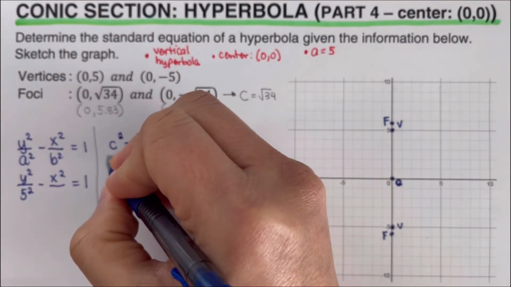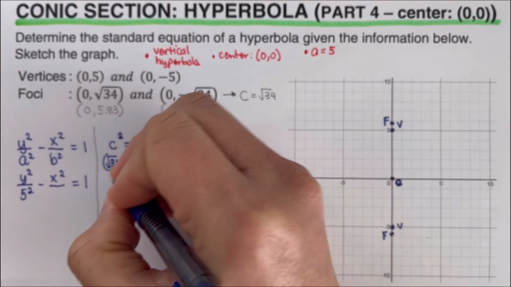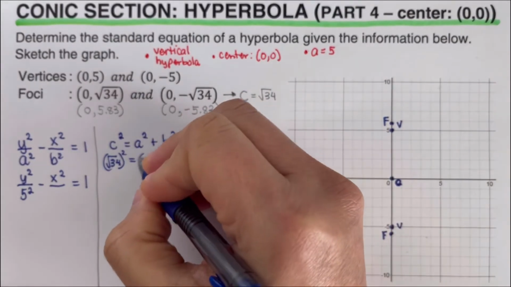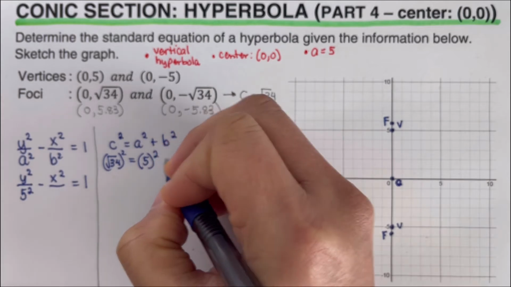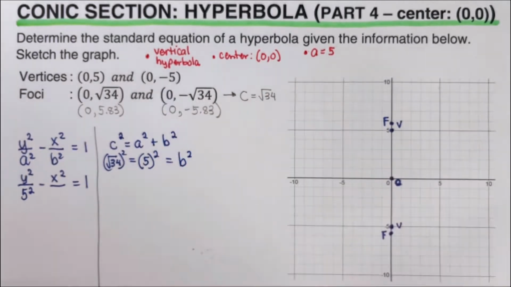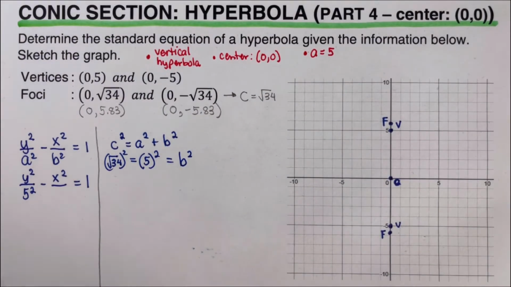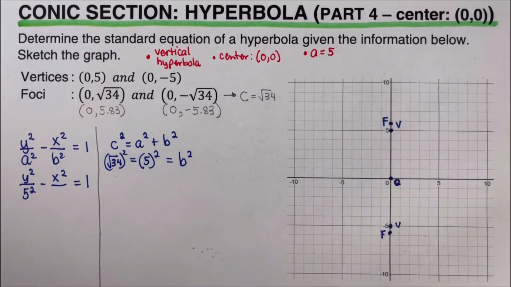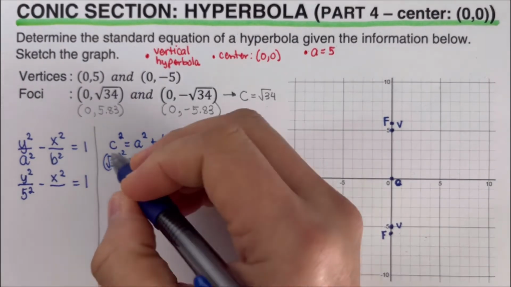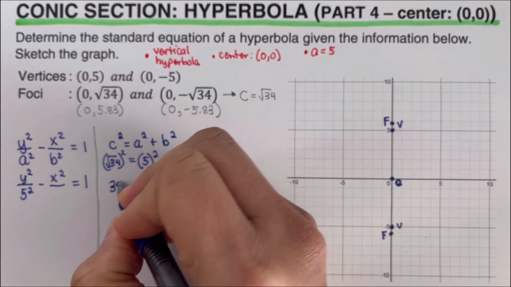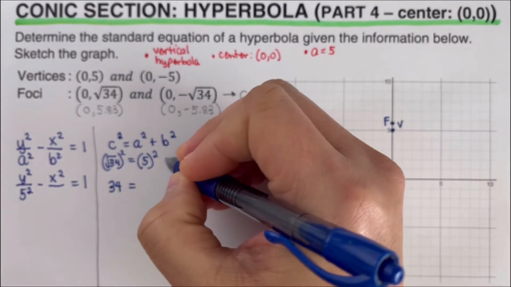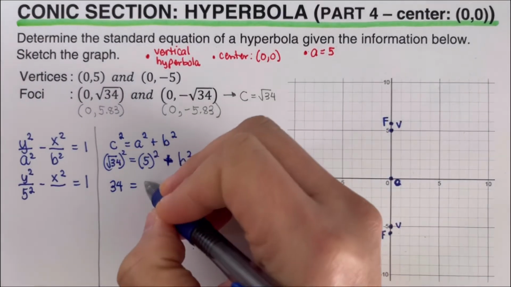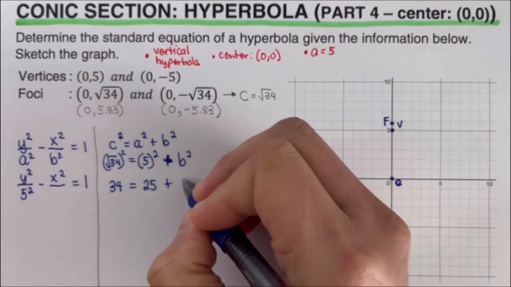So that is square root of 34 squared equals our a was 5, so we plug it in here, 5 squared, plus b squared. From here, we can go ahead and solve for b squared and plug it in here, and so we can get the equation of the hyperbola. So square root of 34 squared is 34 equals 5 squared. So this is supposed to be a plus right there. 5 squared is 25 plus b squared.